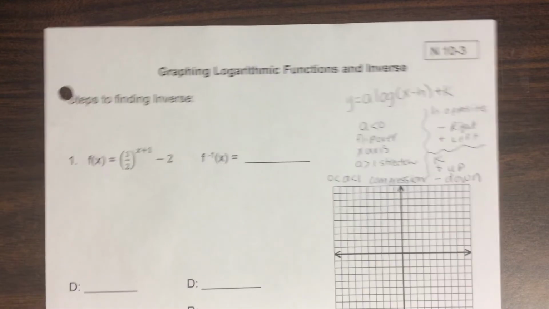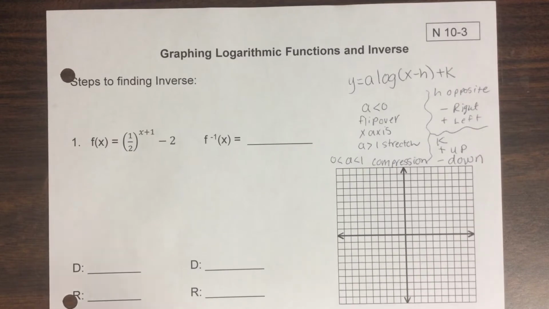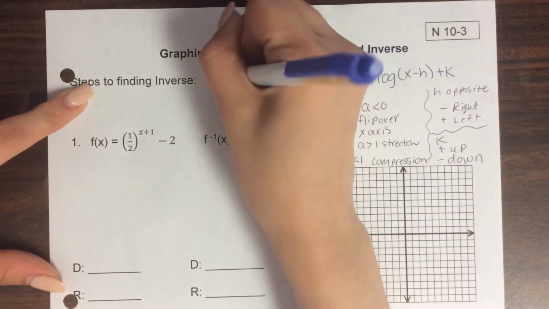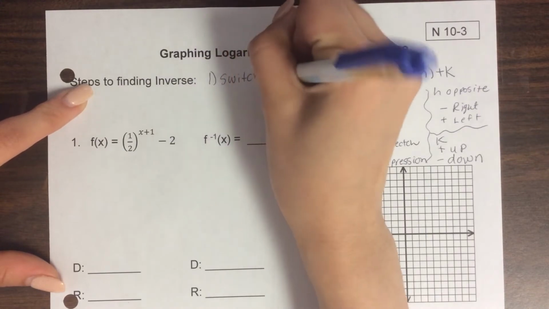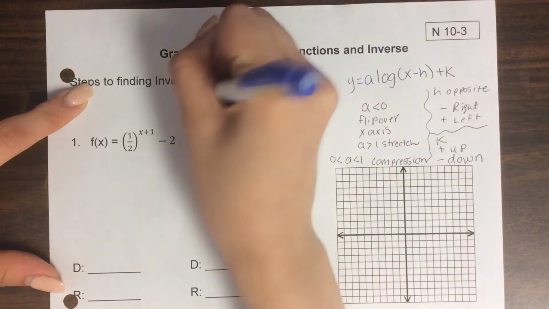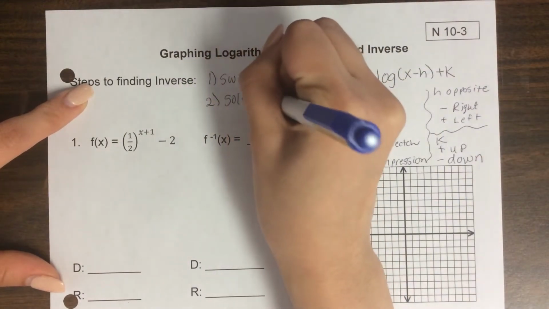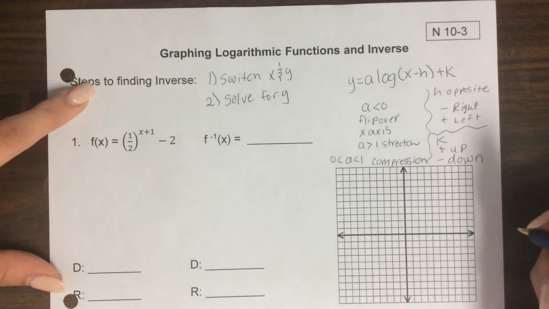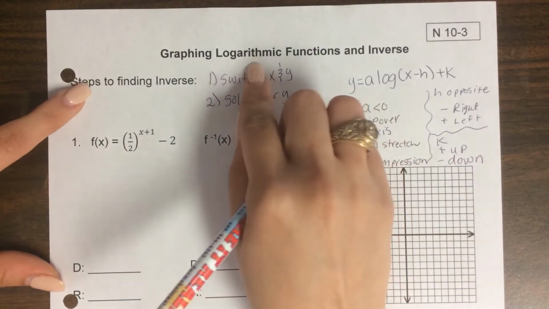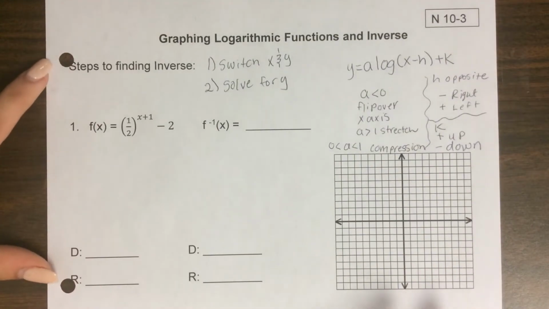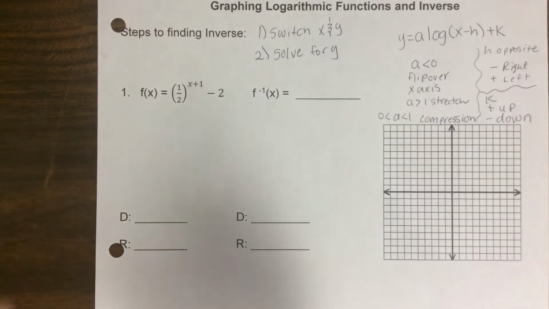So for inverse, we have done inverse in the past before, not only with quadratics, but with other kinds of units. And so we know the steps to finding an inverse. First step is to switch your x and y. And then second step is, hey, solve for y. Pretty simple. We're going to learn a couple of tricks of how to actually solve when you're using logarithmic or exponential functions in this case. So let's take a look at number 1.